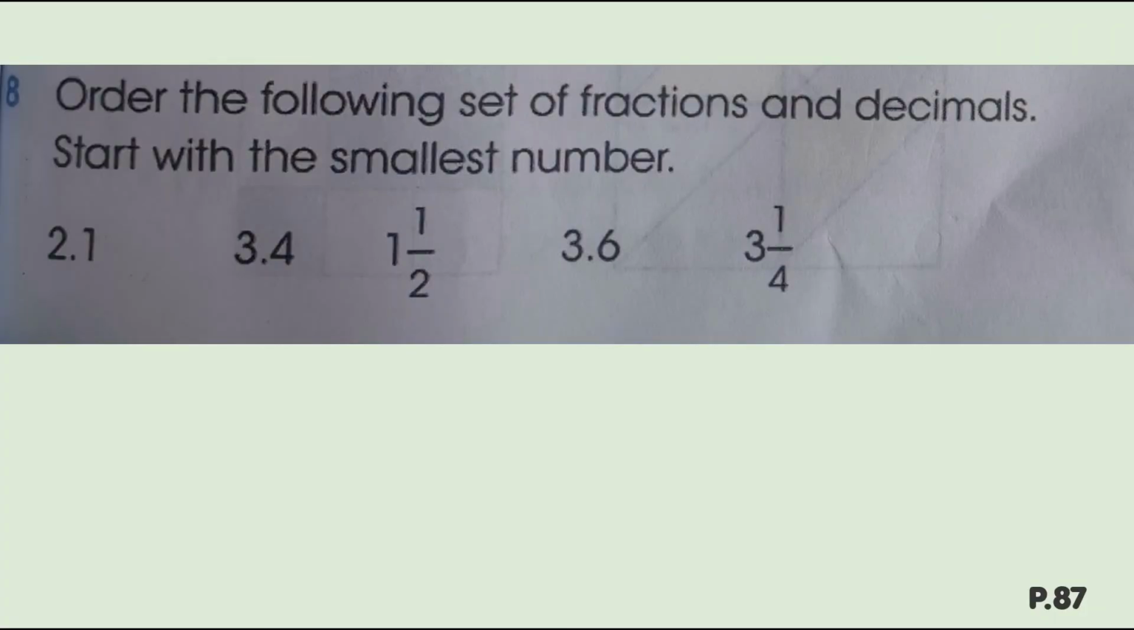First, we are ordering based on the whole numbers. Our smallest whole number is 1. So we put 1 right here and it equals 1.5. After that, 2. And then we are left with the 3s. Now we know 3 and 1/4 is equal to 3.25 and is the smallest of those numbers because 2 is smaller than 6 and 2 is smaller than 4. So we are putting this first. And then we have 3.4 and 3.6.